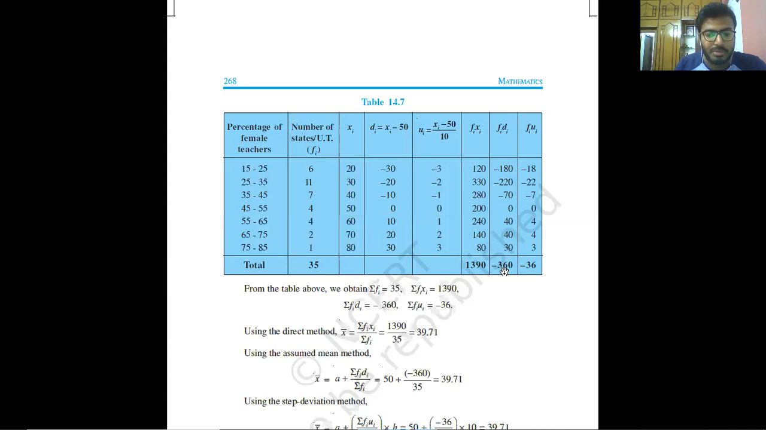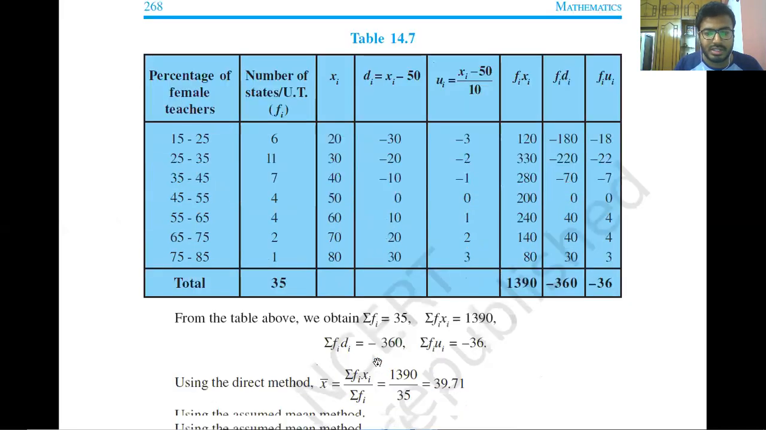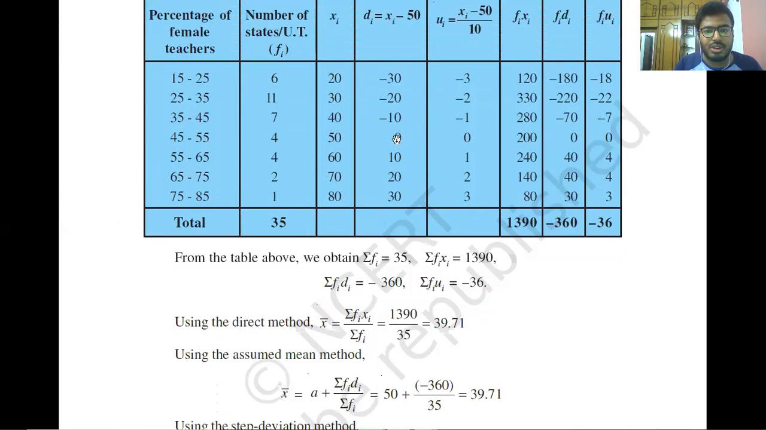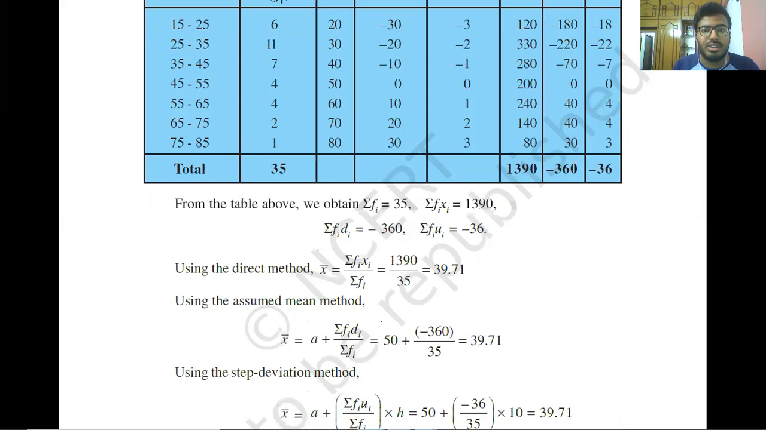Okay, so we'll go into the assumed mean method. In the assumed mean method, look below, the formula is x bar is equal to a plus sigma fi di upon sigma fi. Now a, look at the a, di is 0 here, and in front of the 0 of di, which value is 50. So we took 50 as the assumed mean, so the a value is 50. Then what is the sum of fi di, minus 360, divided by sigma fi, that is 35. So 50 plus minus 360 upon 35. So you just divide this. You will get something like 10 point something. Then 50 minus 10 point something, and then you will get 39.71. So in the same way you are getting it. So do the calculation by yourself. Don't look directly here.